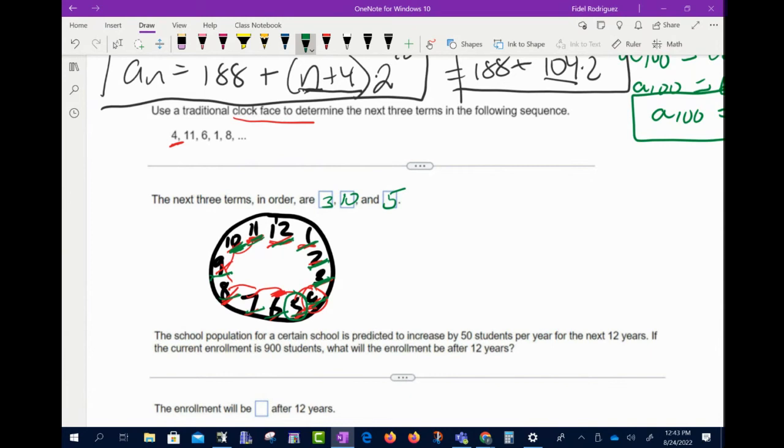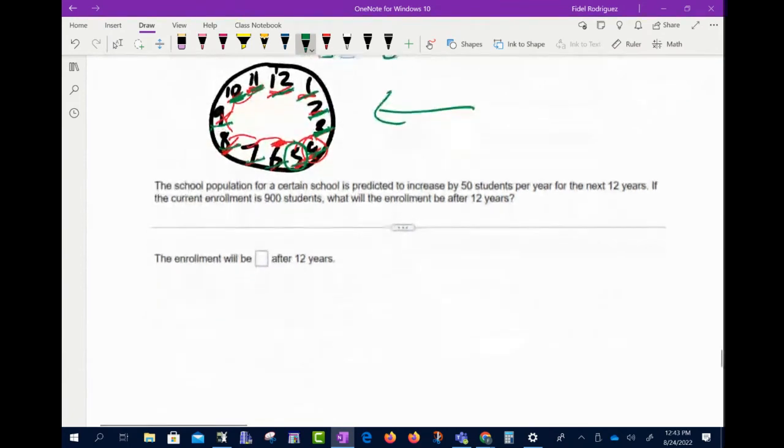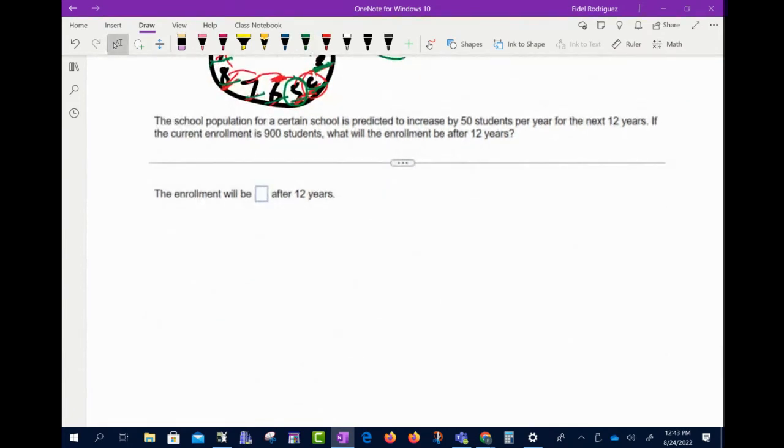You're just counting, right? So guys, first thing the problem says is use a traditional clock face. First thing I did, drew a picture of a clock. And then all I'm doing is just counting, right? So pretty straightforward on what to do. It's a pretty straightforward problem. Okie dokie. Let's take a look at the next problem here, y'all.